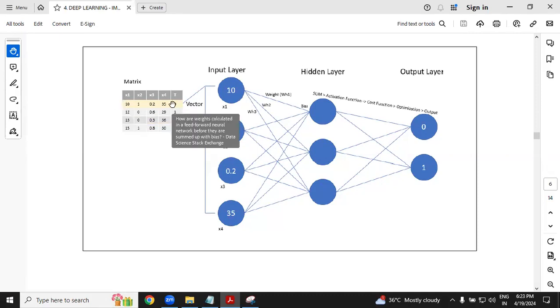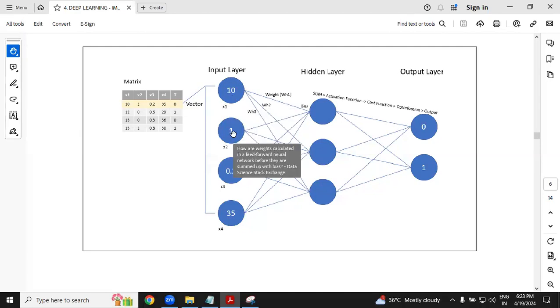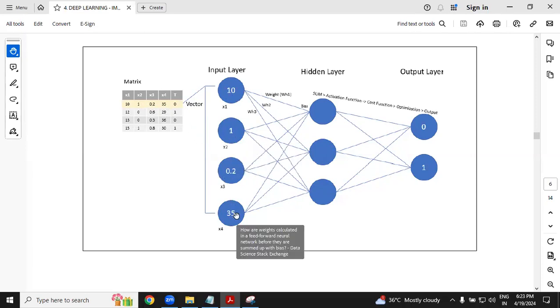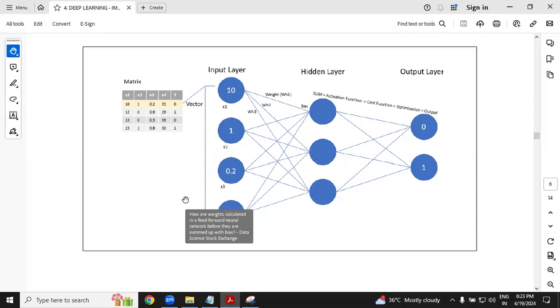The first row, first value is captured by the first neuron, and the second row, second value will be captured by the next one. This will happen automatically. Do I need to give it manually, like saying, hey neuron, come here, take this value? You don't need to. It will happen automatically. And 0.2, next one is 35. All these values, respectively, will be taken care of by the neuron.